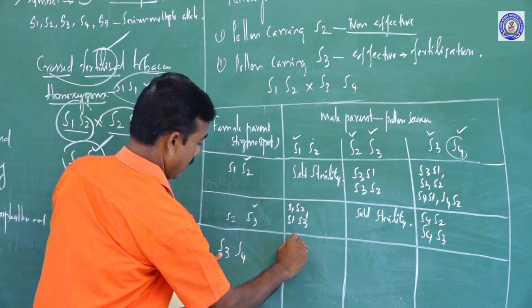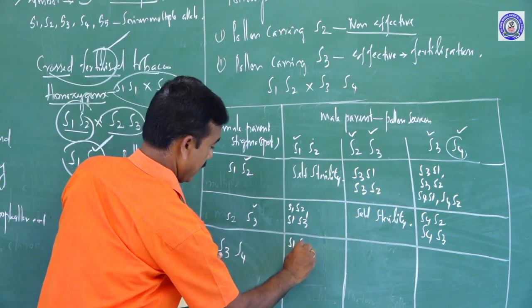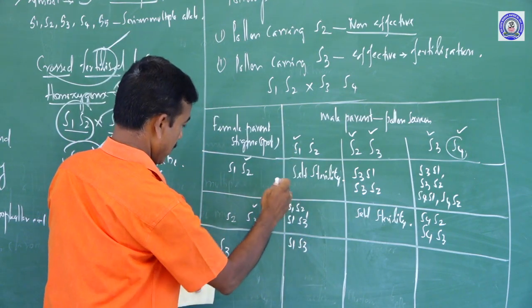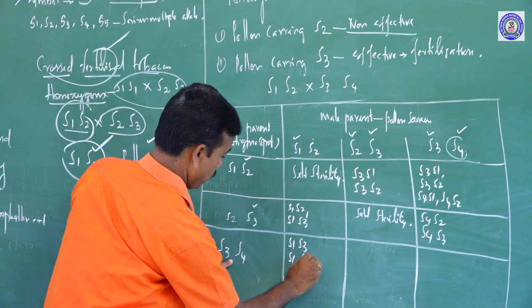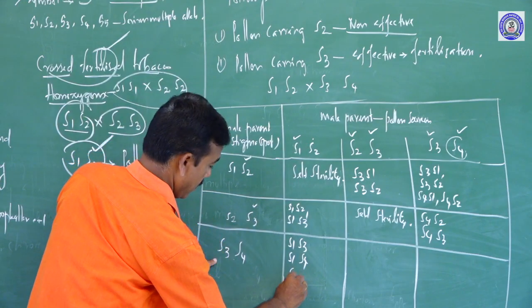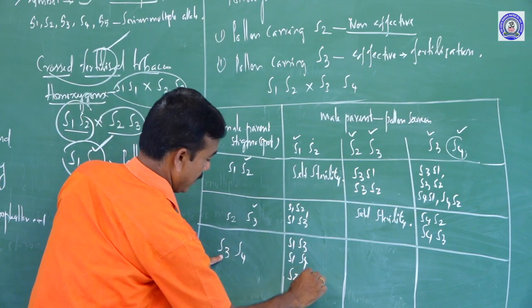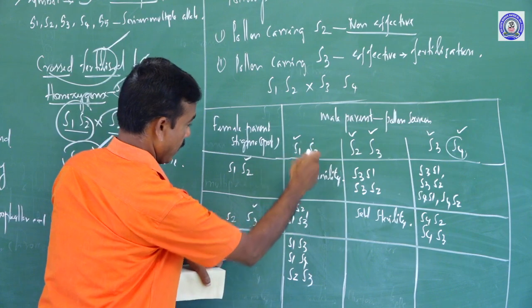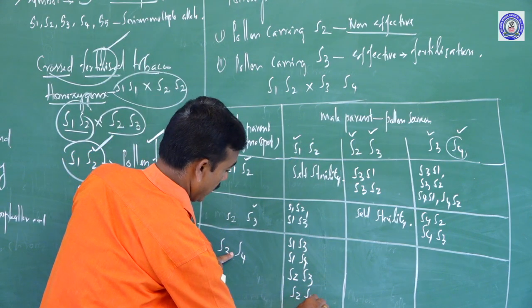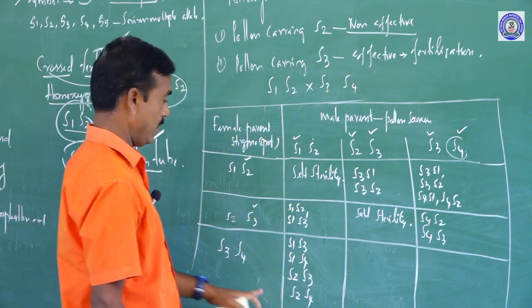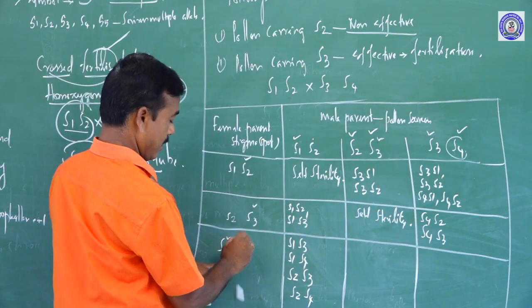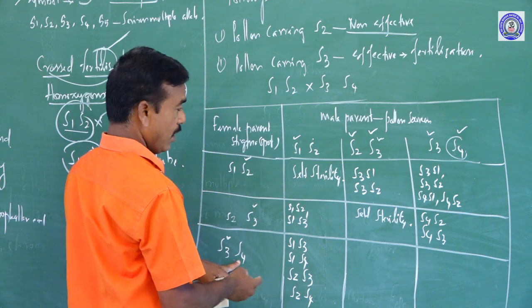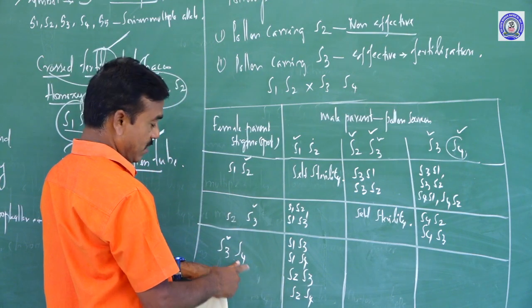First of all here, S1, S3. Next, S1, S4. Next, S2, S3. S2, S4. These four probabilities are possible. The next one: here S3 is there, here S3 is there. So there is no possibility of crossing. Its probabilities occur only with S4 alone.